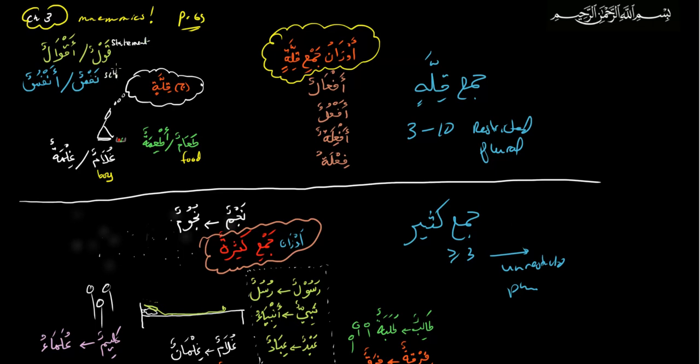Khawlun akhwalun, nafsun anfusun. So ghulamun, ta'amun, khawlun, nafsun: those are the 4 awzaan that jam'a khilla often come in. So ghulamun ghilmatun, ta'amun at'imatun, khawlun akhwalun, nafsun anfusun. If you know these, then we can derive the awzaan of the jam'a khilla.